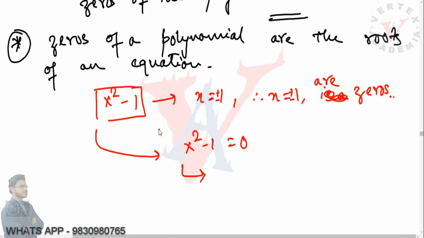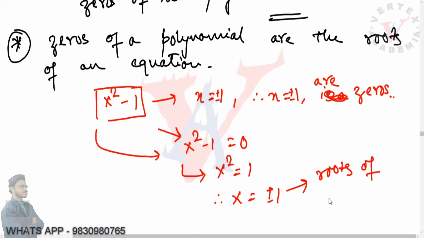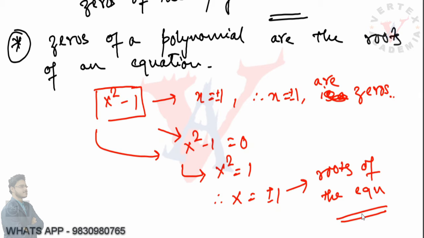If we write it in the form of an equation, then we will find x square equals 1. Therefore x equals plus minus 1. Here the values of x are known as the roots of the equation. So basically roots and zeros are the same thing. In case of an equation we will say roots, and in case of a polynomial we will say zeros. So I hope this is understood.